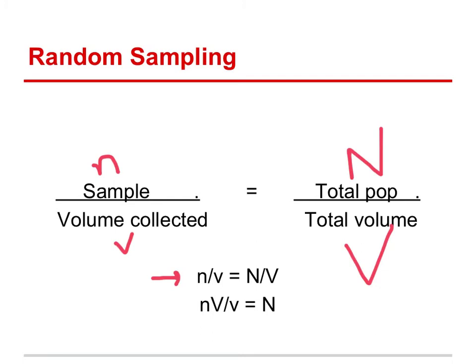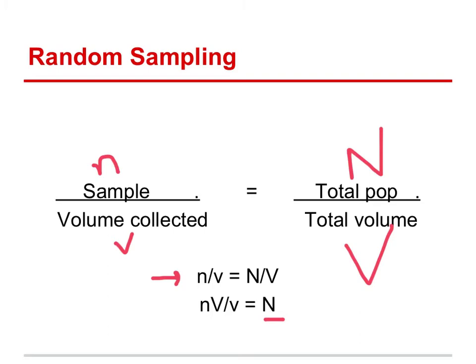And if we wanted to solve then for our total population, we would multiply both sides by the total volume, or the total area of, for example, our oak tree forest. And what we are left with is capital N is equal to lowercase n times capital V divided by lowercase v. In other words, we take the sample times the total volume or area of your habitat divided by the volume or the area that you collected.